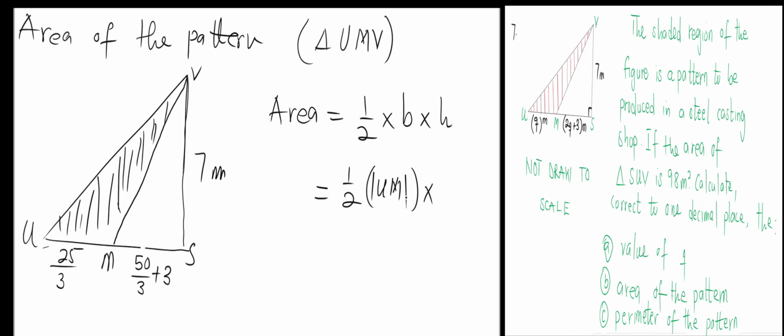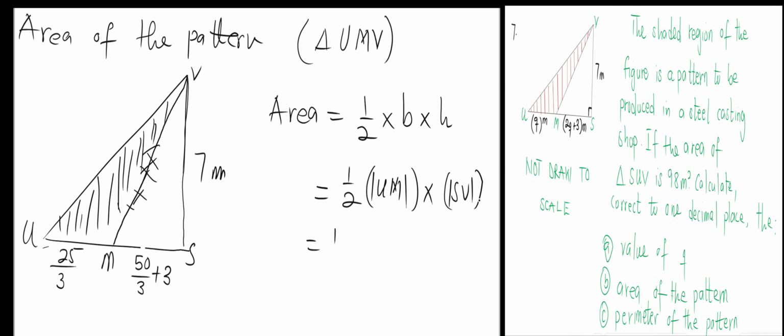It's not the same as MV or VM. This part is not the height, please. The height is always perpendicular. So you see that when you extend UM to S, it will be perpendicular to VS. So that is the same height that you are going to work with. So the height is SV.